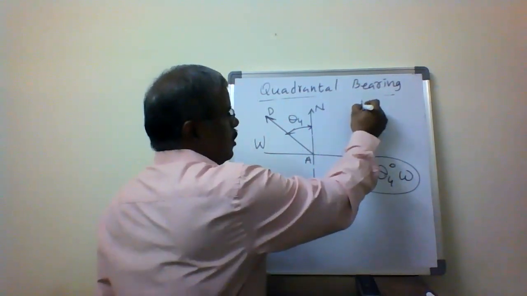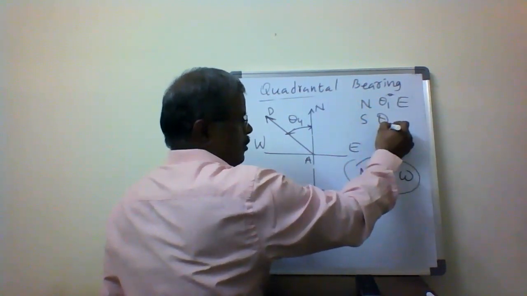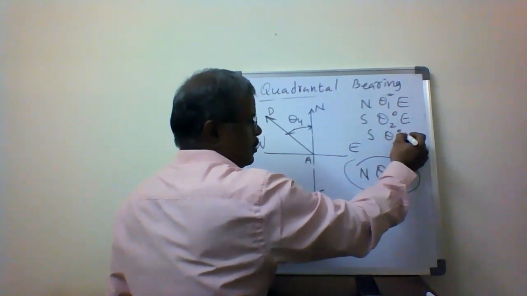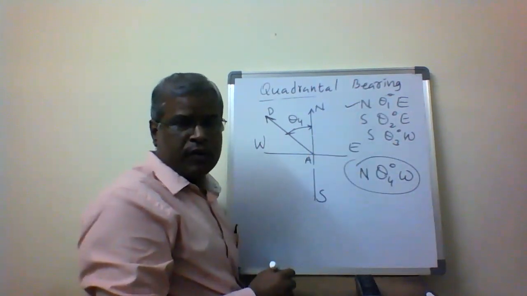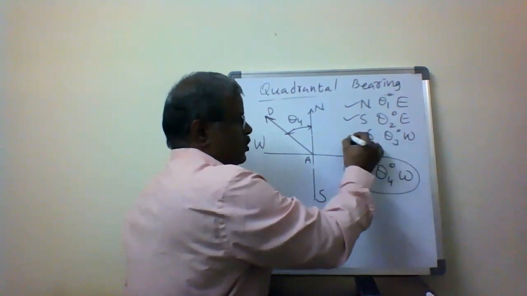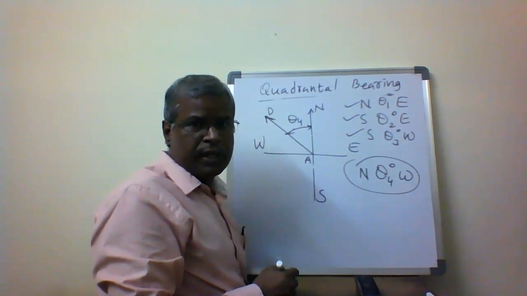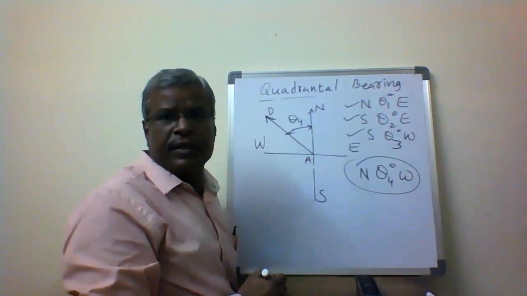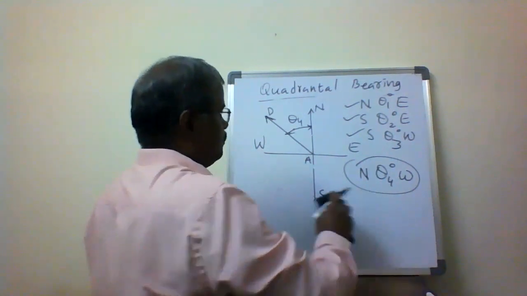First quadrant, north east theta 1 degrees. Second quadrant, south east theta 2 degrees. Third quadrant, south theta 3 degrees west. And last quadrant, fourth quadrant, north west theta 4 degrees. These are how we are going to be measuring the quadrantal bearing system.